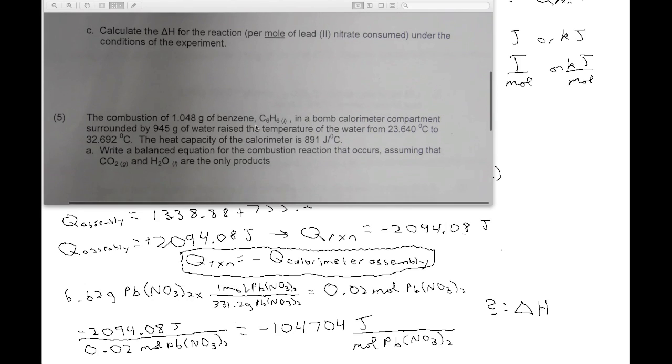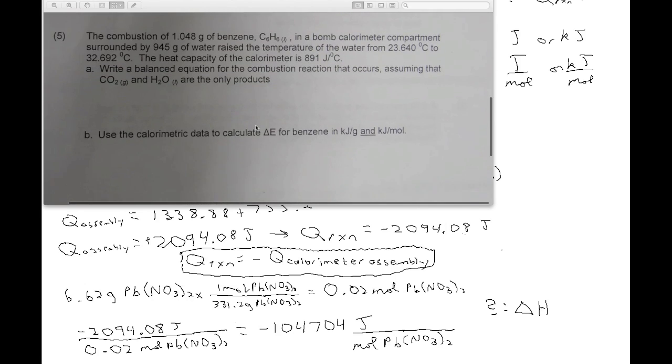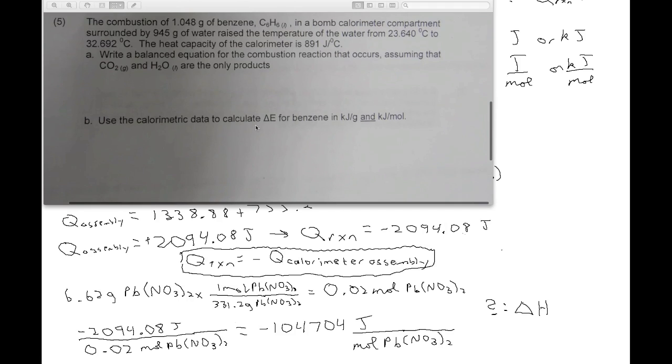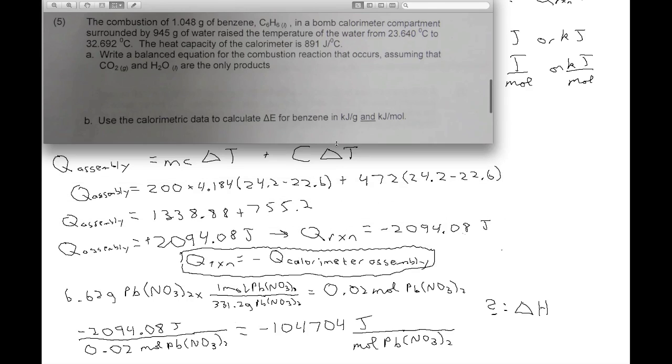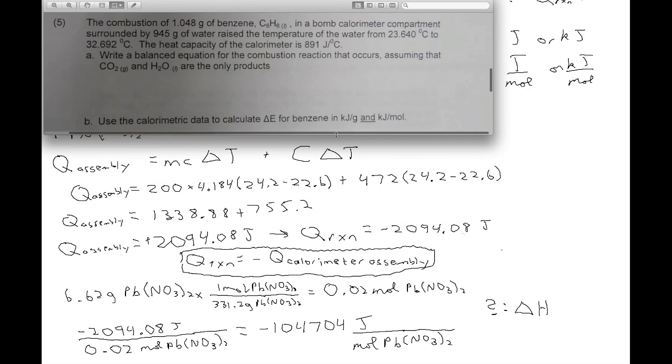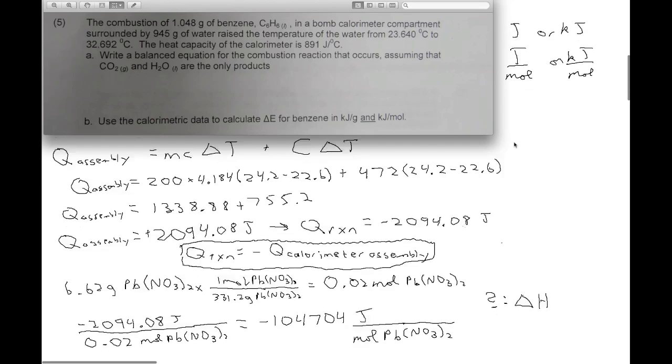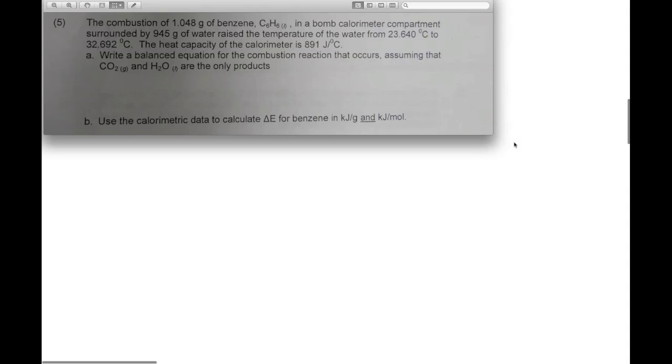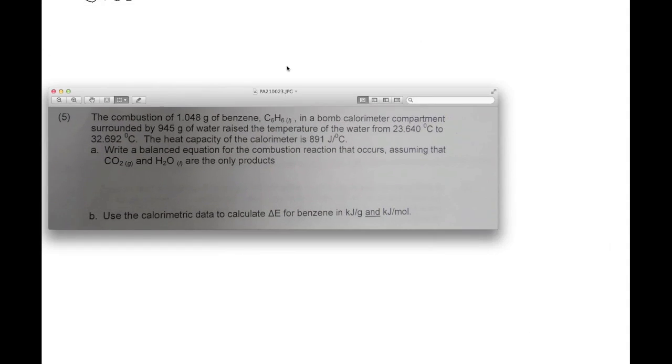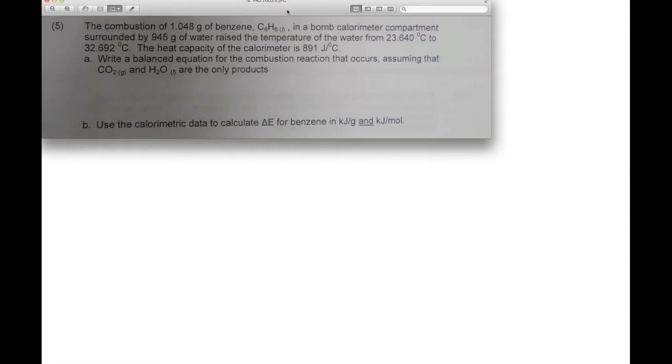Okay. Well, let's try number 5. The combustion of 1.04 grams of benzene in a bomb calorimeter compartment surrounded by 955 grams of water raises the temperature of the water. Find the heat capacity for the calorimeter, and write a balanced equation.